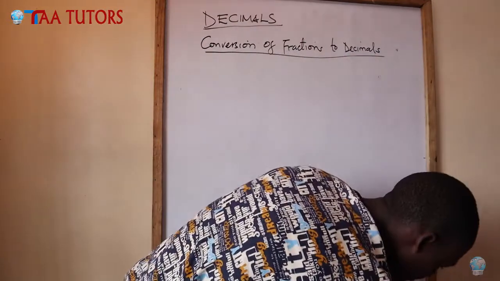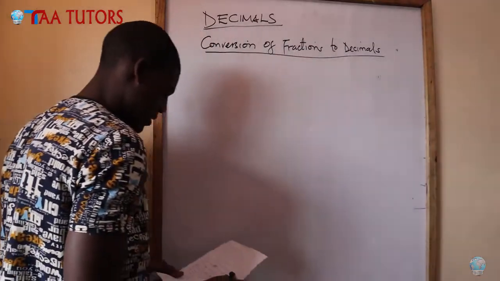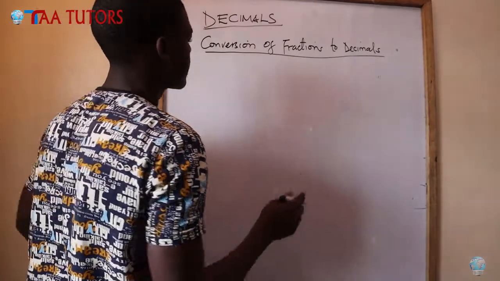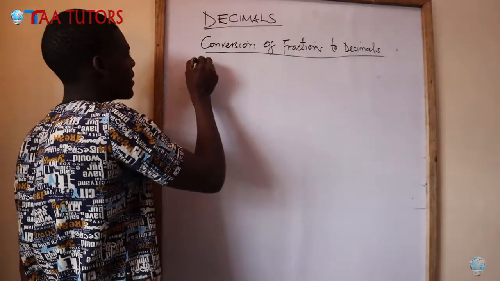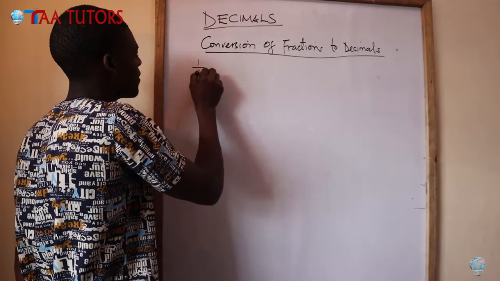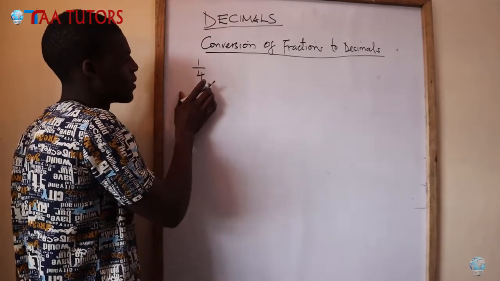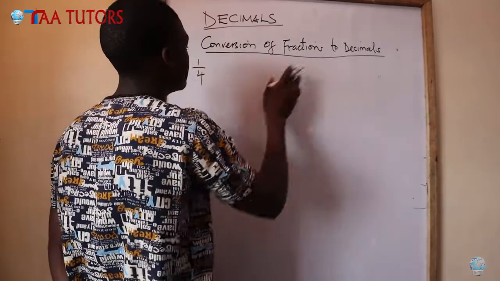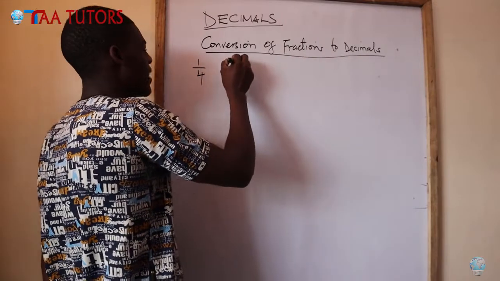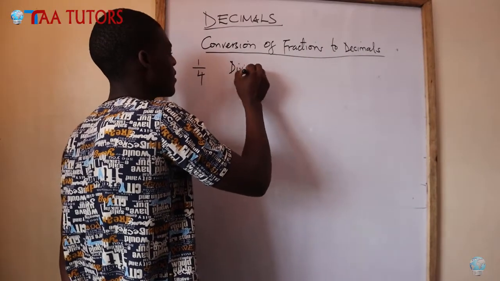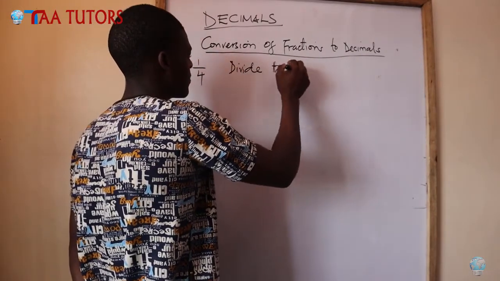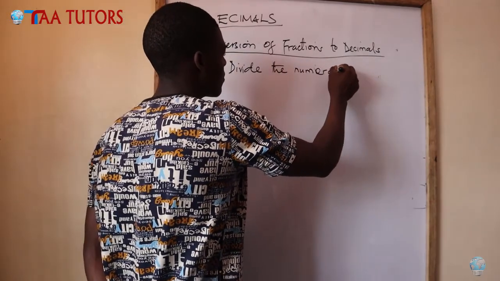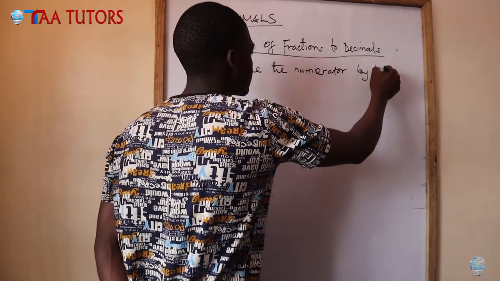How do we do it? When we convert fractions, like we have 1 over 4, this one is a fraction. When we have to convert a fraction to a decimal, this is what we do. We will divide the numerator by the denominator.